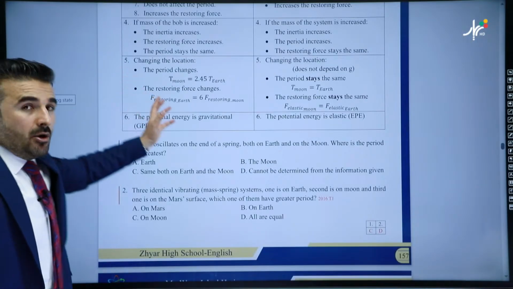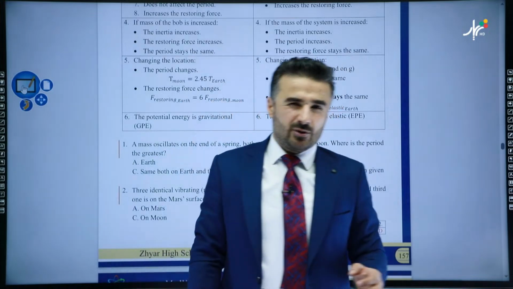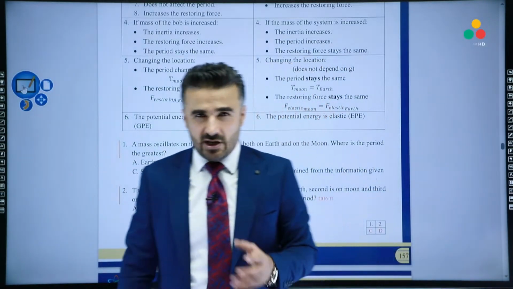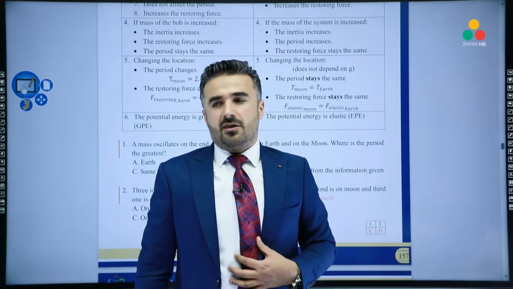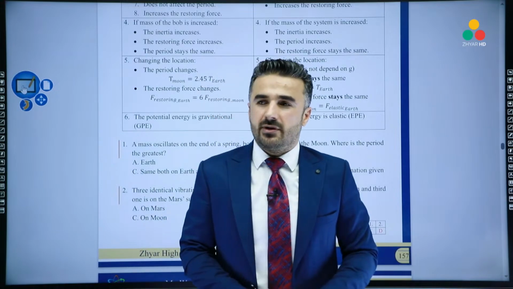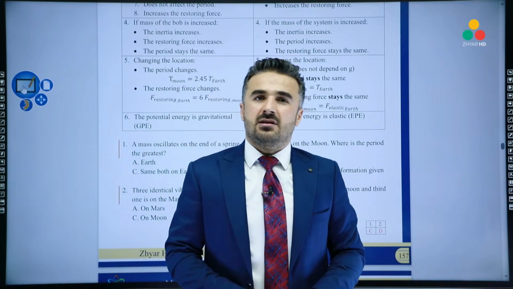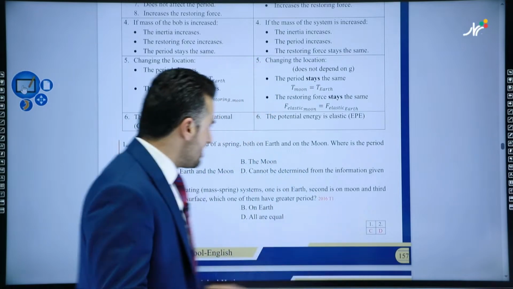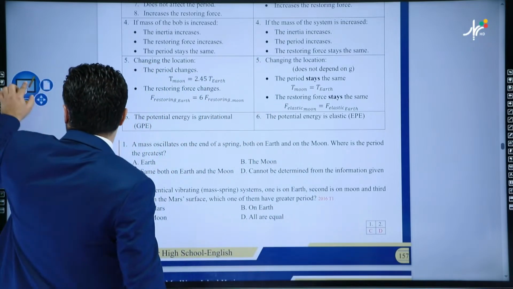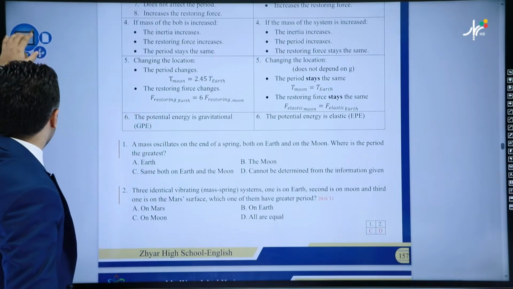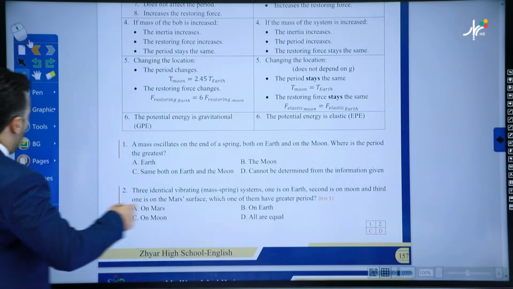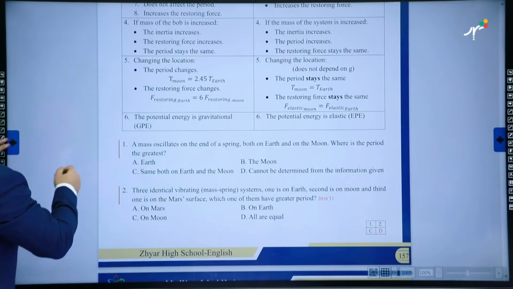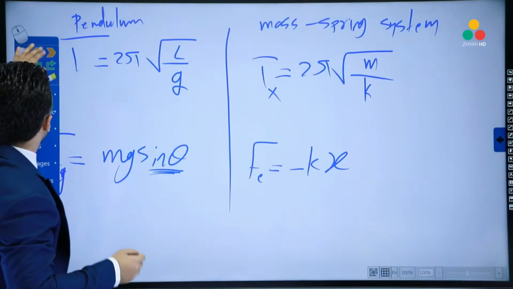Now, changing the location, that is something very important. Remember this, in a lot of Rosati questions, there were questions like what will happen to the period of a mass spring system if we take it to the moon. Remember, whenever it says mass spring system or a pendulum, the first thing you need to do is always write the equation. The equation that we've said, let's go back to this one here.